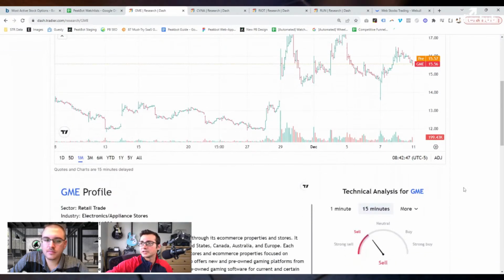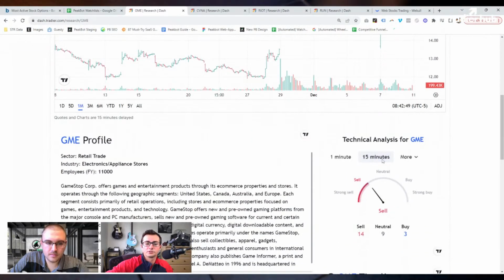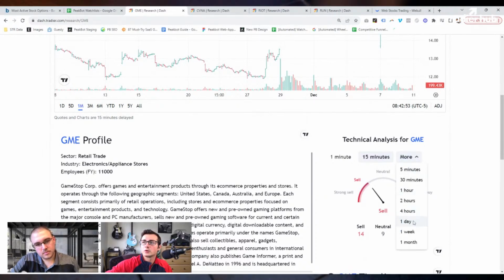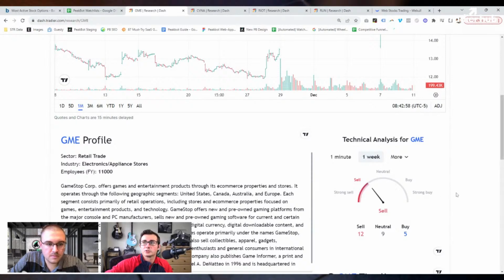So I'm going to go down to this technical analysis tool. It defaults to 15 minutes, at least for my Tradier account, it does. You could go ahead and click more. I like to look at the week analysis. We're trading weekly options here, so I like to look at the week analysis. Looks like it actually didn't change. So we still have a sell signal from the technical analysis here, 12 sell signals, 9 neutral, 5 buy.